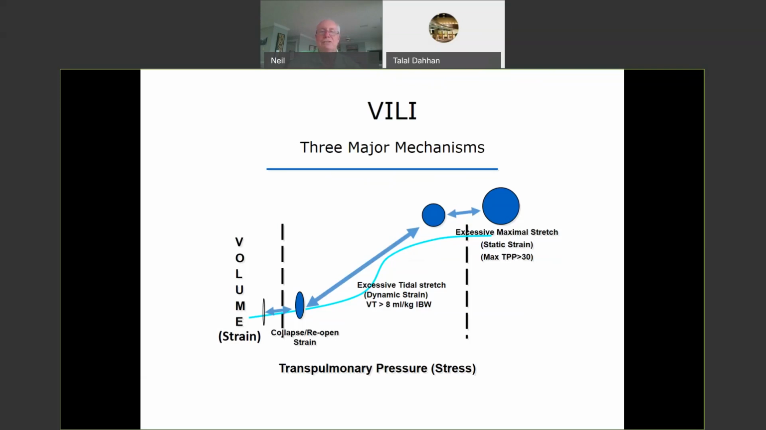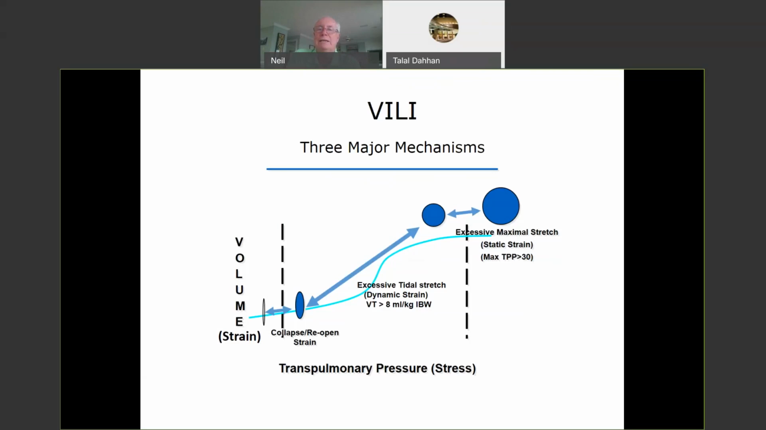In essence, stress is a force on an object, and in the lungs, of course, that's the pressure we put across alveolar structures. Strain is the deformation of that object under stress, and in the lungs, that would be the volume change that occurs as we apply the stress or the transpulmonary pressure. As you look at this curve, you realize there are three areas which are likely sources of injury.